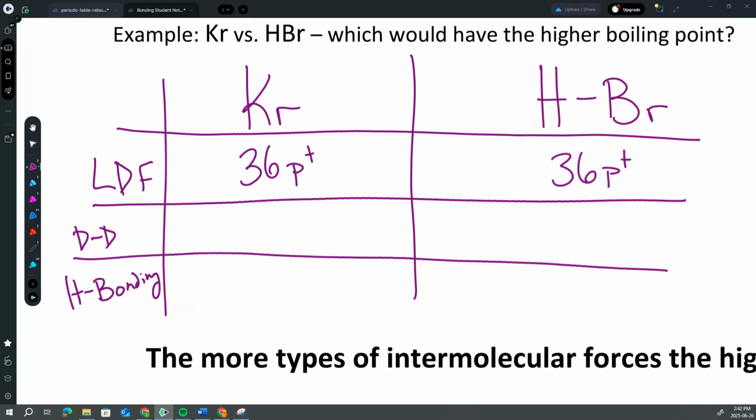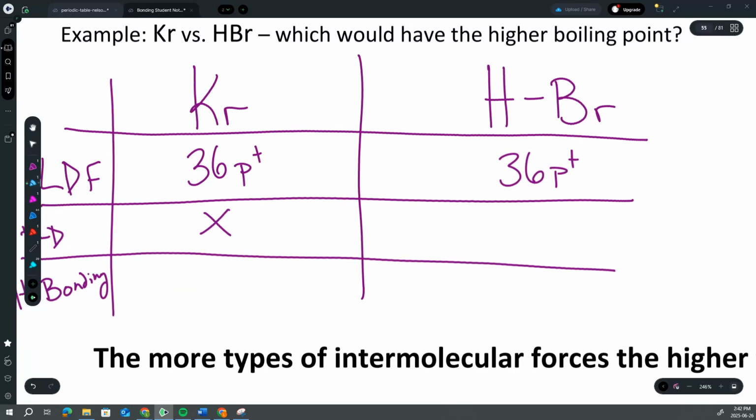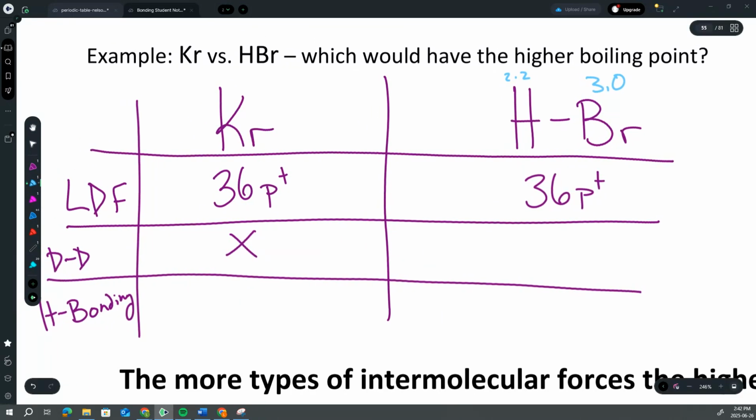Okay, so for dipole-dipole, krypton isn't going to have it because it's just an atom, so there can't be a more positive side to it and a more negative side to it. So it doesn't have it. But hydrogen bromide, right? Hydrogen has an electronegativity of 2.2. Bromine has electronegativity of 3. So this is going to be polar. So because of the electronegativity difference, it is going to have dipole-dipole forces. So I'm going to go, yep, it has that.